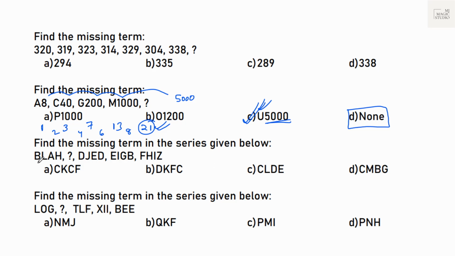Now these are alphabetical. B, C, D, E, F. I should have C.